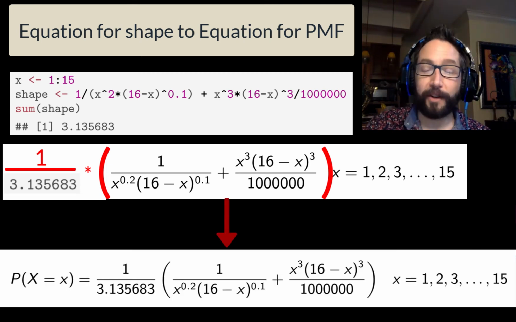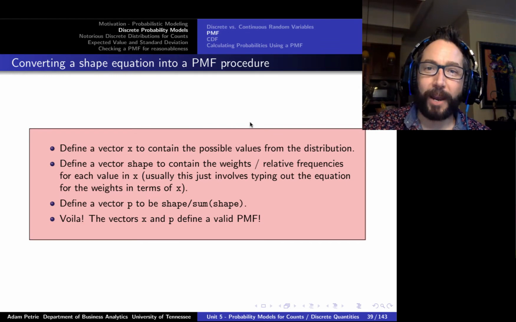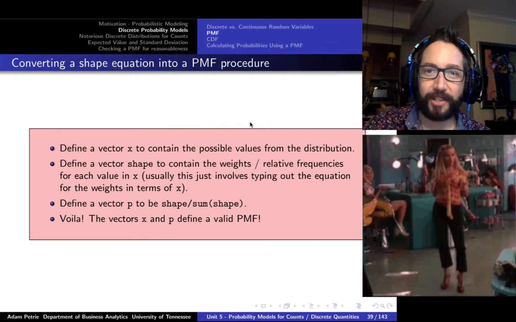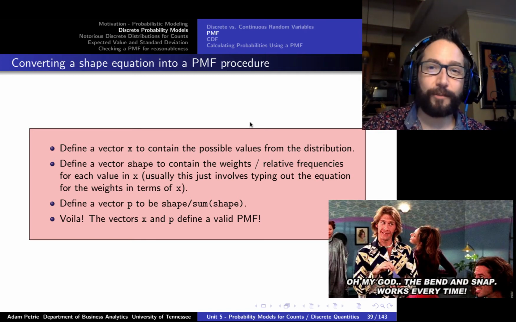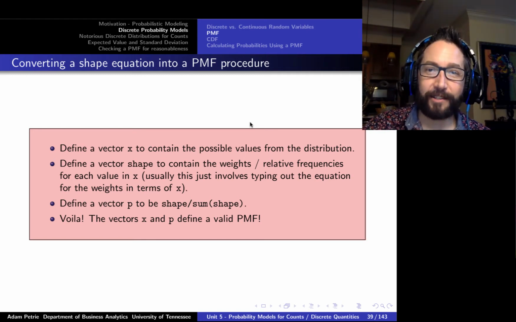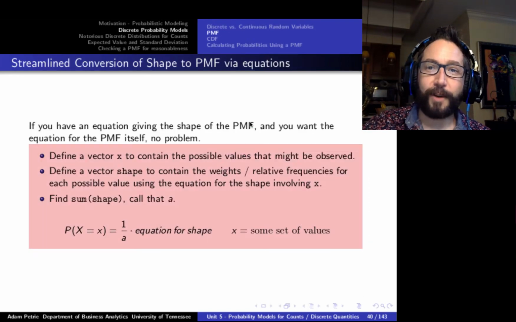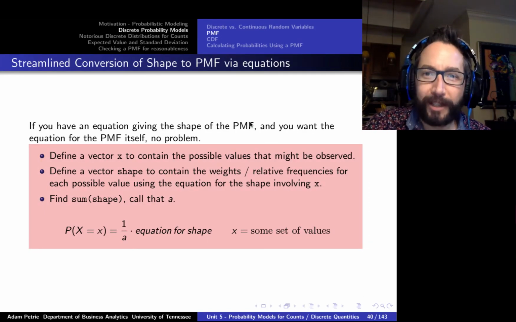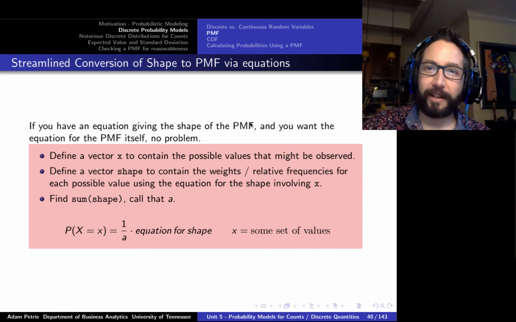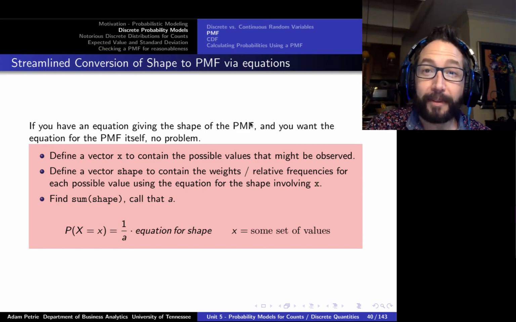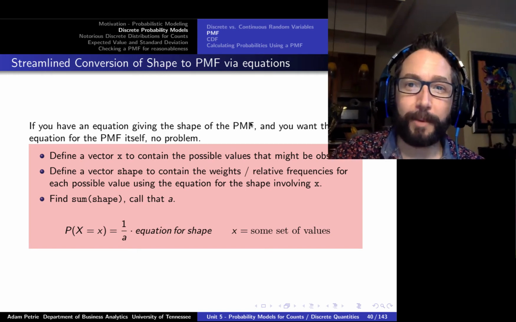So this equation right here, 1 over 3.135, etc., times our original equation for the shape is going to be an equation that gives a valid PMF here. So pretty easy way to convert from just a shape to a valid probability mass function. There's a procedure that's going to work every time. If you just want to have a vector in R that has all of those probabilities P, or if you actually want to come up with an actual equation that tells you, if you were to just plug in various values of x, what the probability of observing that value of x is going to be.